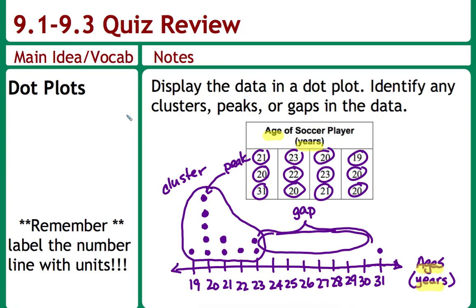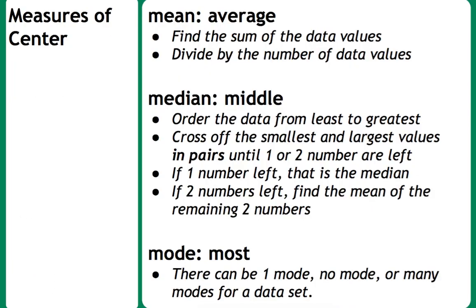All right, so the other part of the unit that we've talked about so far is the mean, median, and mode. So let's look at those measures of center. They measure the center of the data. The mean is also known as the average. To find the mean, we find the sum of the data values and divide by the number of data values. The median is the middle value. So we first order the data from least to greatest.